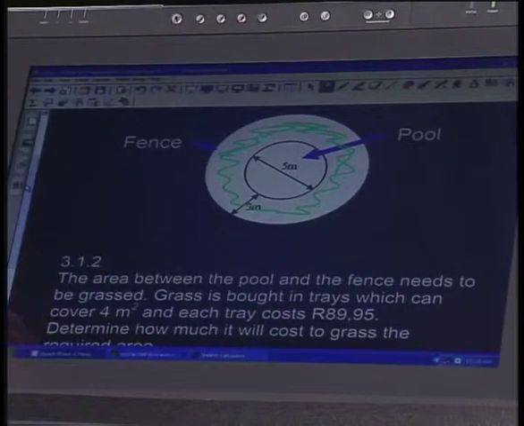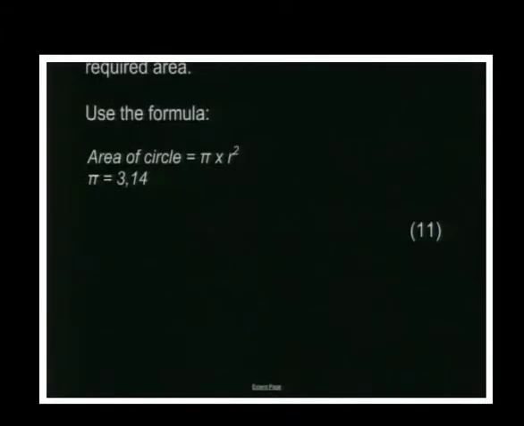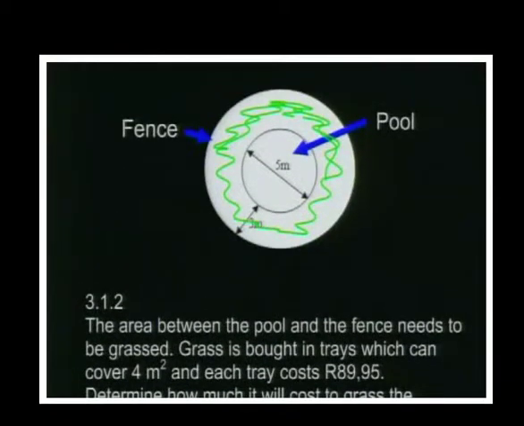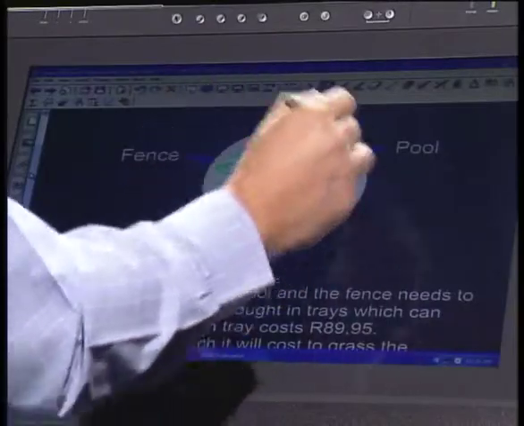So just the grass, I could take the whole area minus the pool, and I'm left with the grassed area. Do you understand that? So let's go for it. Firstly, it says quite clearly again, use the formulas. So I'm going to say now, the area of the whole pool is going to be pi, which is 3.14, times, now, what is the radius of this whole area?